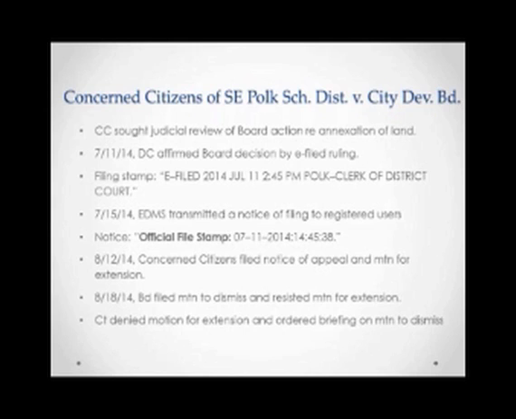So the District Court affirms the board decision with an electronically filed ruling on 7/11/14. Filing stamp says e-filed July 11th. Now on 7/15/14, the actual notice of electronic filing went through. And so that's when all of the parties get notice that this decision has been entered. And if anybody here has e-filed anything, you know there are 3 emails. So first it's received, then it's accepted, and then you get the notice of electronic filing.